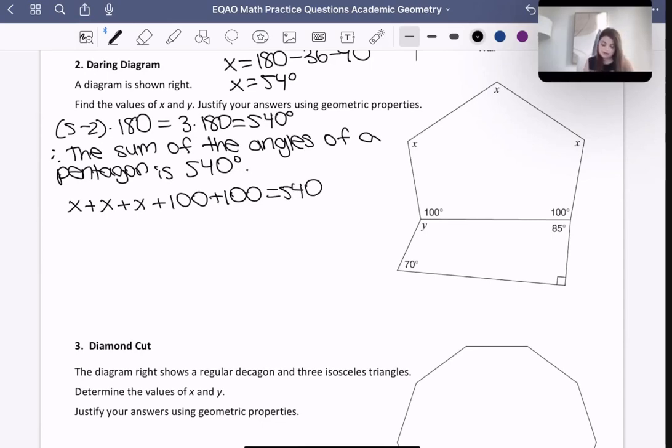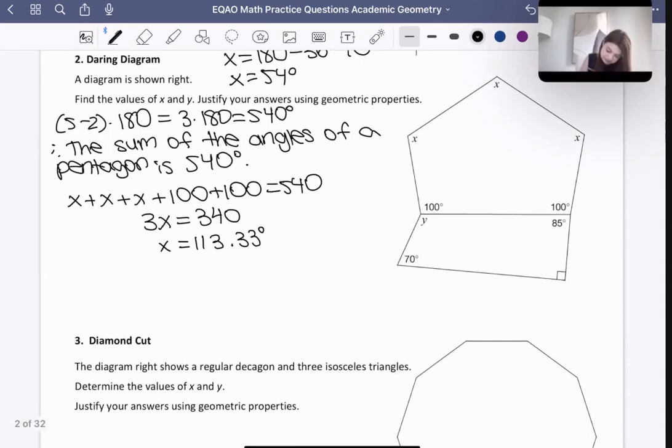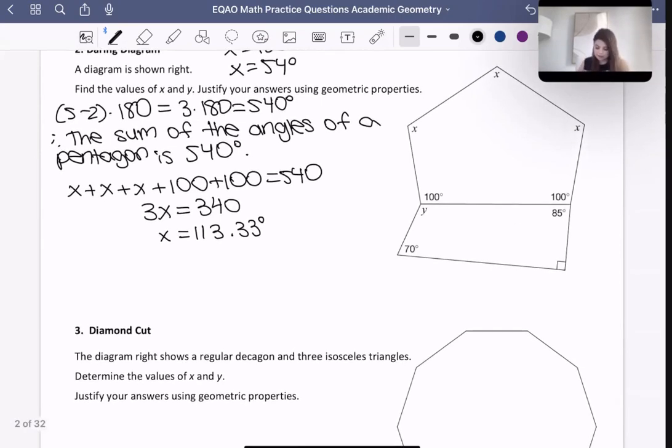And if we clean this up a little bit, we'll see that this is the same as 3x is equal to 340 if we subtract those couple hundreds off. And then if we do 340 divided by 3, we will get 113.33 degrees. And that's what x would be.